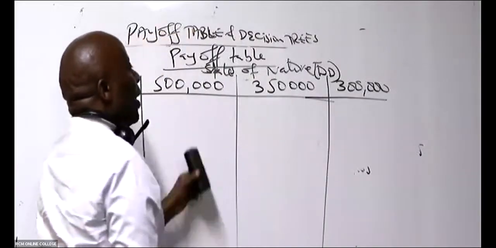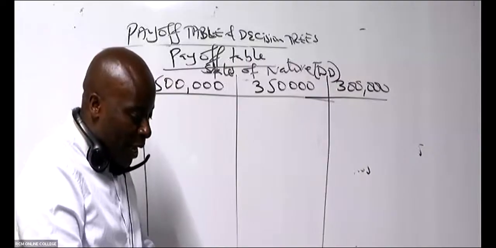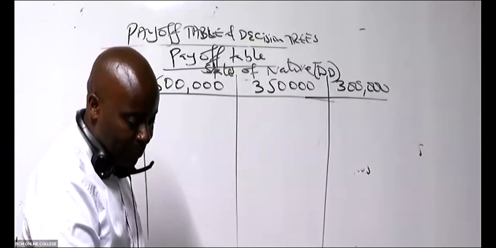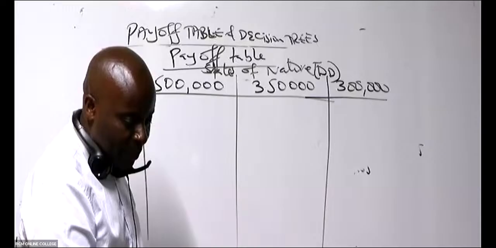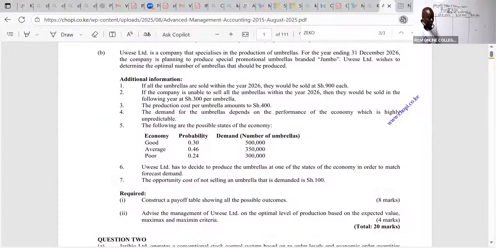Probabilistic events are the ones we take here to the states of nature, because states of nature are those uncontrollable. Let me repeat, ladies and gentlemen, from note number 5, you can see the demanded units, they are probabilistic. So those which are probabilistic are states of nature, we take them up there. So we have 500, 350, then we have 300,000 like that.